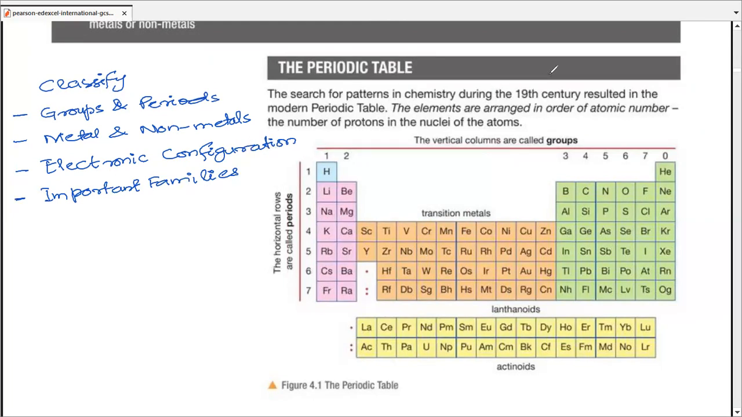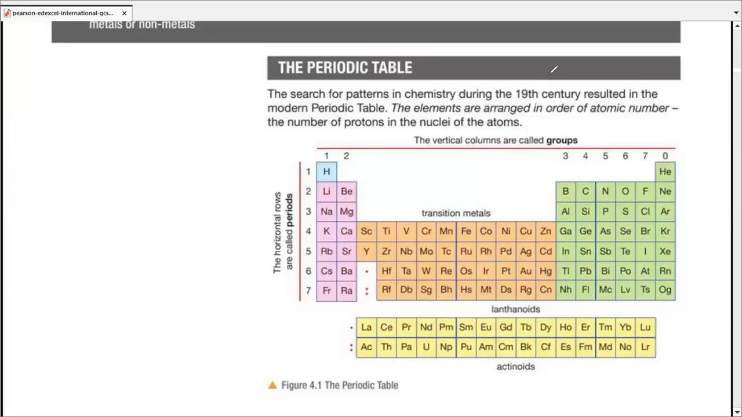To begin with, I'm going to clear it up, and we're going to discuss the simplest, the first on the list, which is groups. The vertical columns are known as groups. So there is 1, 2, 3, 4, 5, 6, 7. We call it sometimes 0, sometimes 8. 0, however, is a better explanation for it.